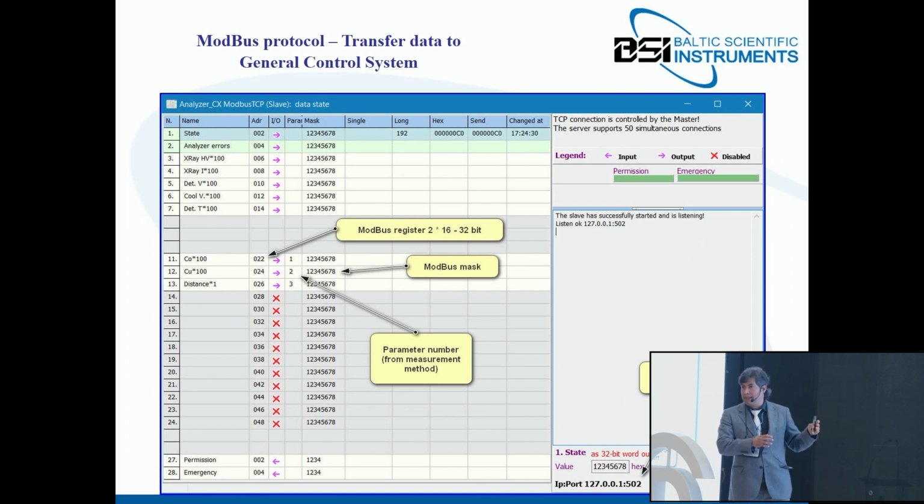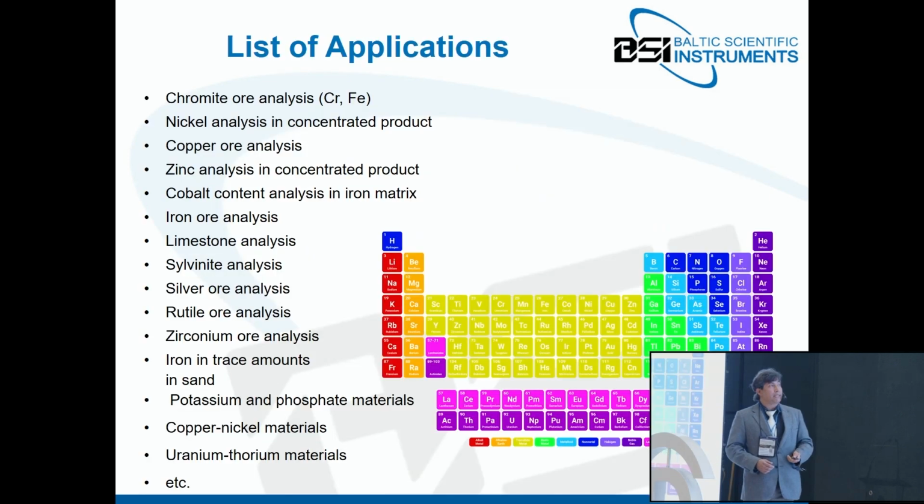Usually the operator will not see this screen, but this is just to show that the parameters of the analyzer and the results can be transferred via Modbus protocol to the control system, so that the operator can have full control of the analytical process and of the analyzer. So these are just some examples of the application of the analyzer, but the list is large, with different materials and different elements, both light and heavier.